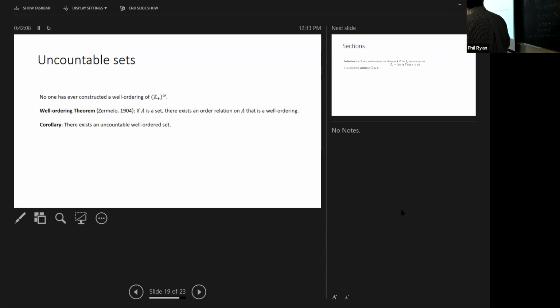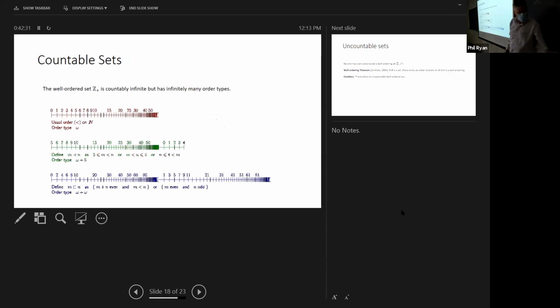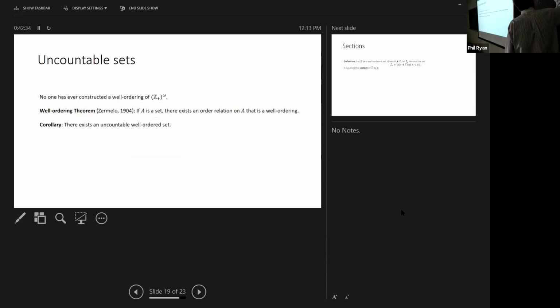What about uncountable sets? No one has ever been able to come up with a well-ordering of Z plus. And so now you know what that omega means. It means it belongs to this order type, right? So we can have Z plus omega plus 1, where we add in a maximal something at the end. That's beside the point.